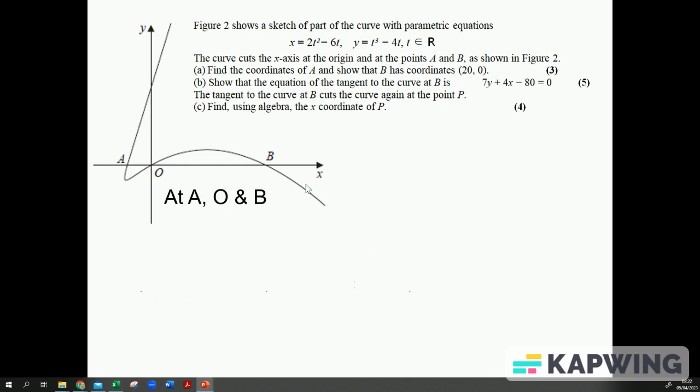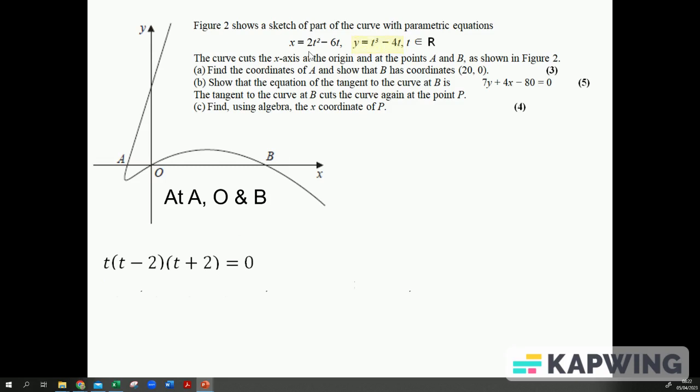Right, first of all, I'm going to find out where A, O, and B are. Now, we know at A, O, and B, the y value is 0, so I can put t cubed minus 4t equal to 0. If I factorise that, take a t out, and the other factors are t minus 2 and t plus 2, because I have t squared minus 4, which means the three t values are 0, 2, and minus 2. Because when you put 0 into here, you get 0. That's the 0 t at the origin. So A and B are when t is 2 and t is minus 2.